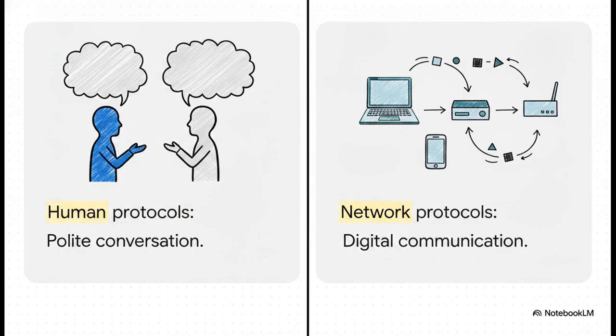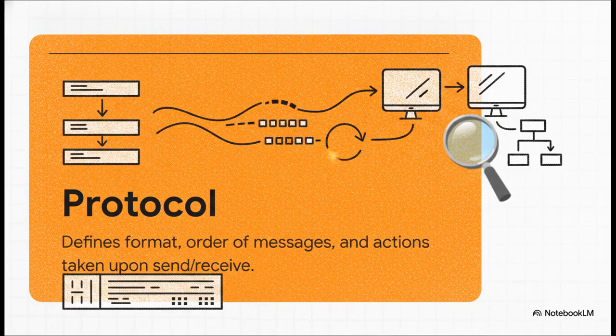Well, network protocols do the exact same thing. But instead of humans, we're talking about computers, smartphones, routers, and switches. These protocols govern absolutely all communication activity on the internet. So formally speaking, a protocol strictly defines three things: the specific format of the messages, the order in which those messages are sent and received among network entities, and the exact actions taken after a message is sent or received.